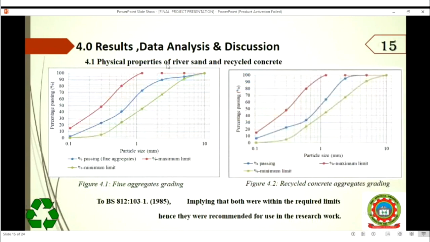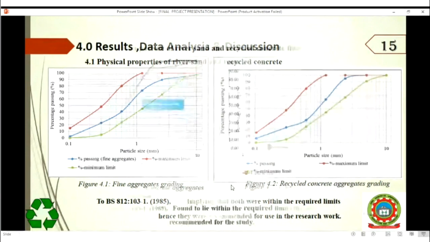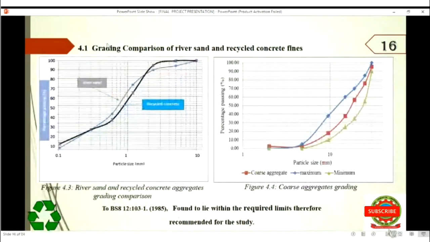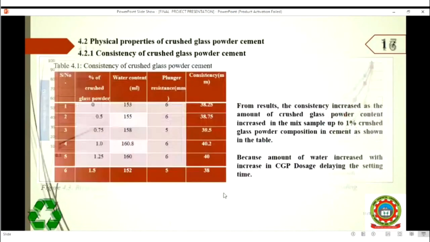On sieve analysis, there is a graph of sand, that is fine aggregate, shown there. The recycled concrete is on the other side, 4.2. This implies that both were within the required limits, hence they were recommended for use in the research work. In the grade comparison of river sand and recycled concrete, the sieve analysis done was found to lie within the required limit.